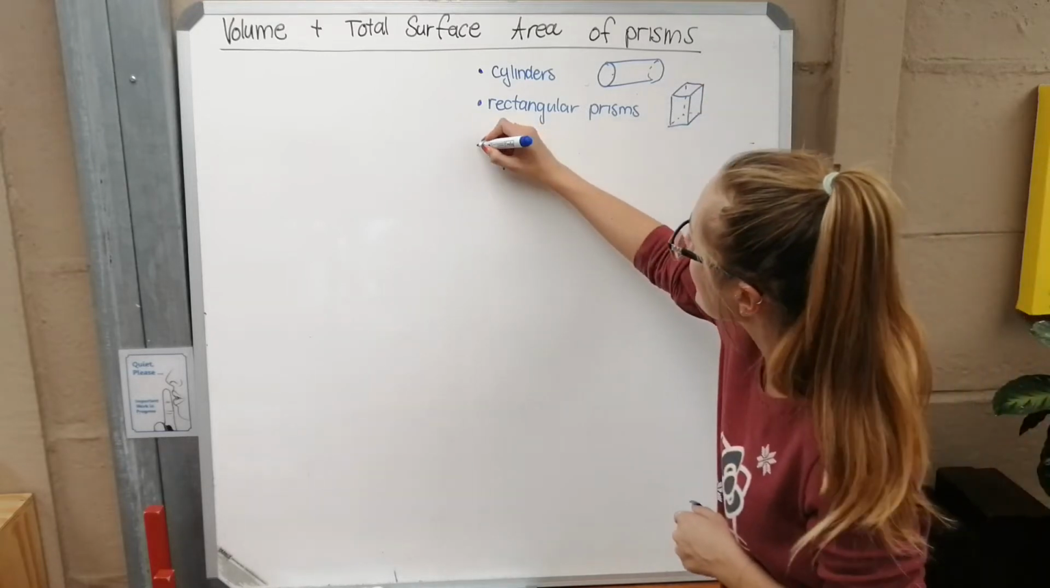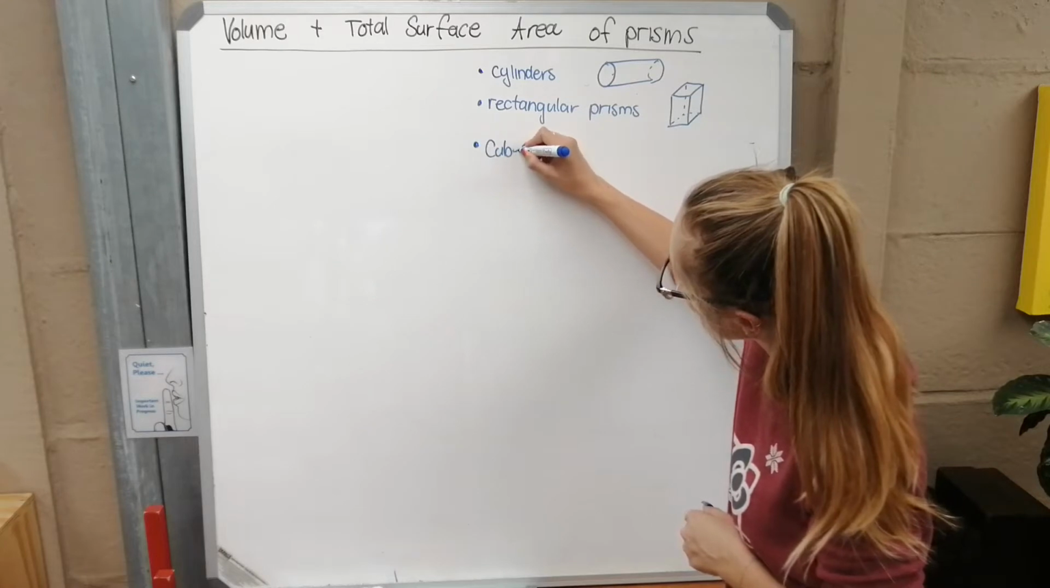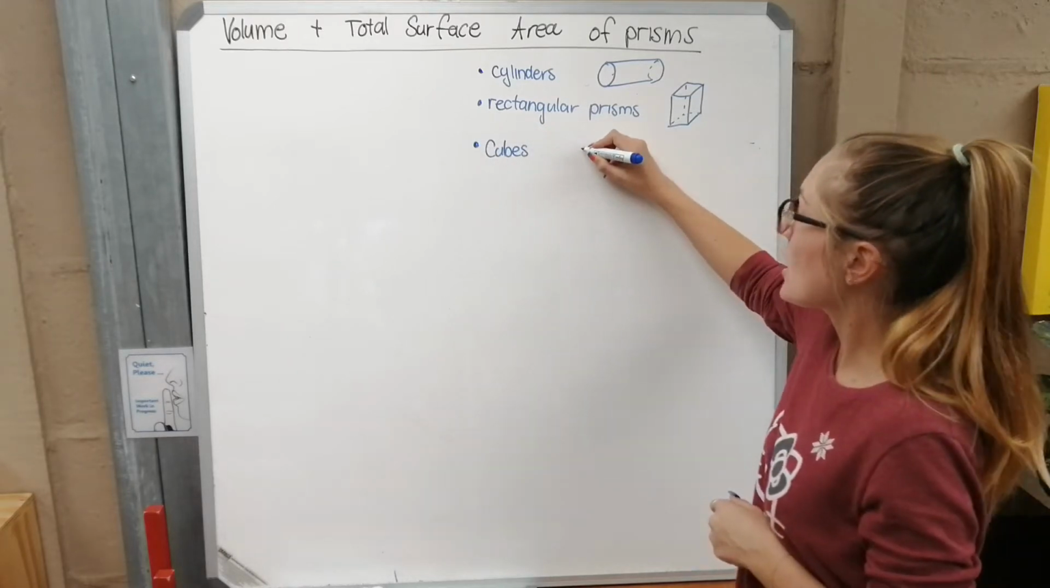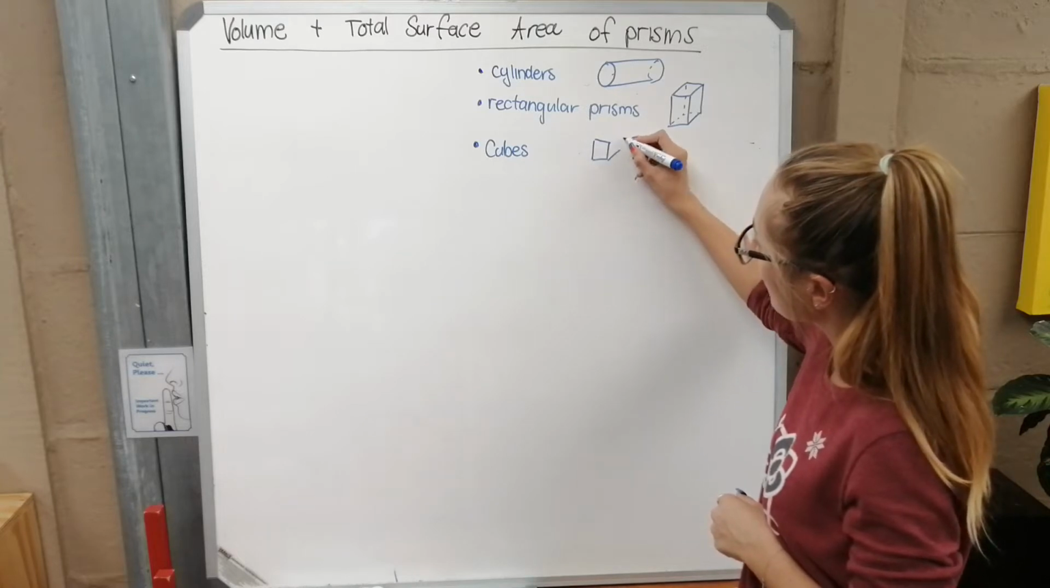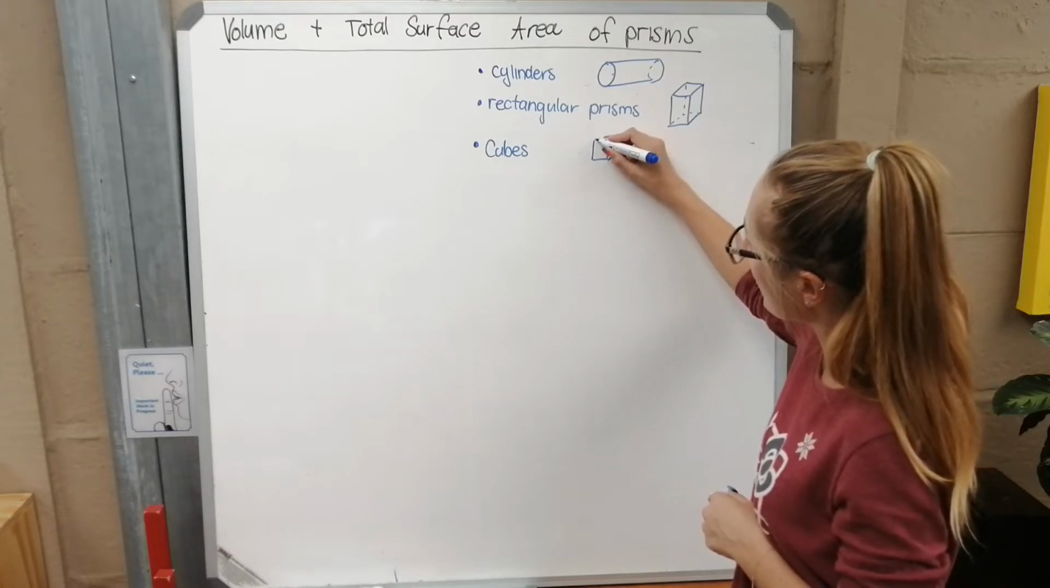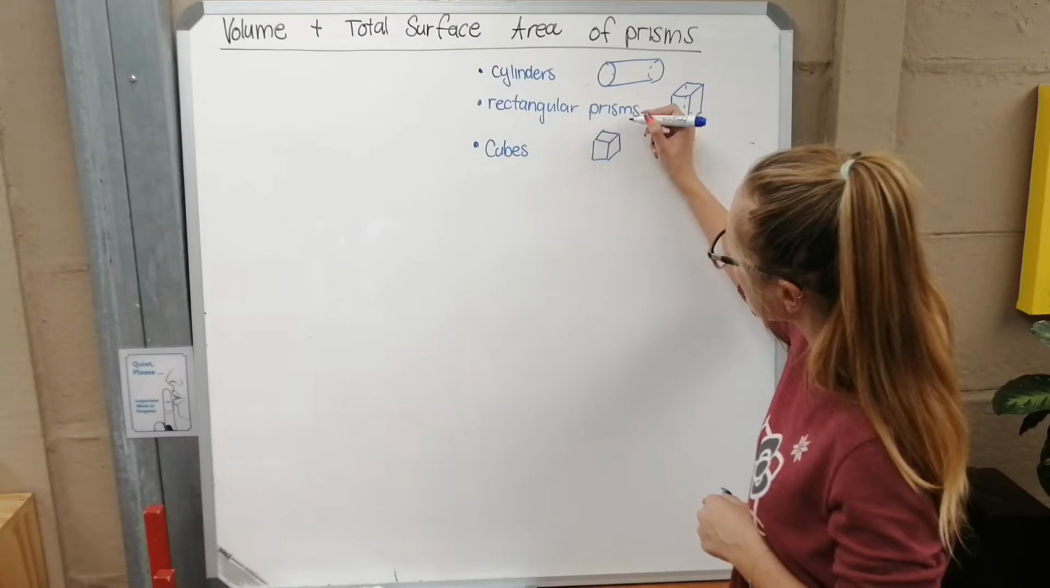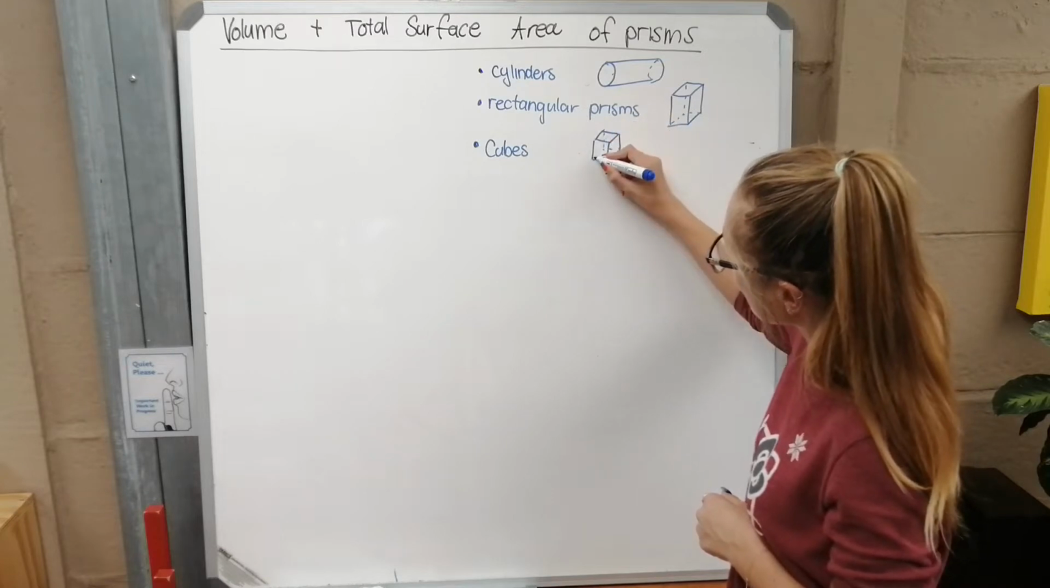And then you get cubes, which I'm sure you've all seen before. So a cube is a shape that has the same sized face on all sides. So it's made up of 6 squares with a square at the back as well.